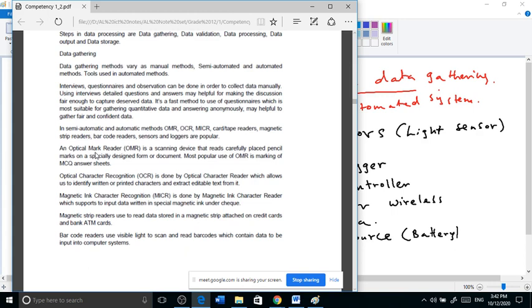An optical mark reader is a scanning device that reads carefully placed pencil marks on a specially designed form or document. The most popular use of OMR is marking of MCQ answer sheets.